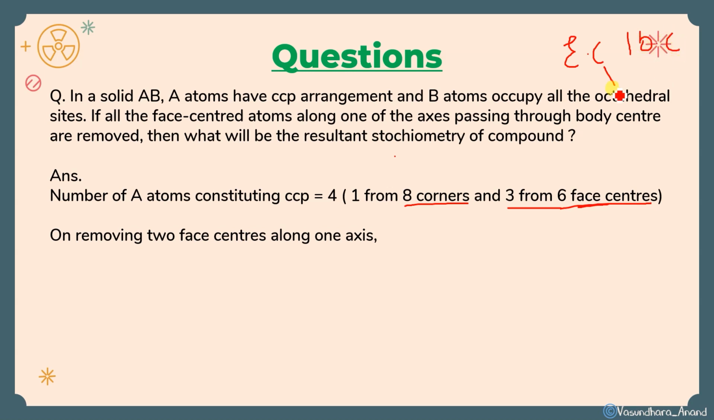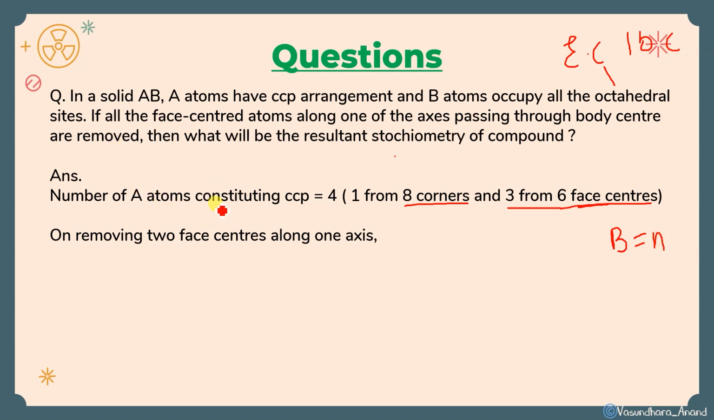Okay. So if the face-centered atoms are removed, then there will be no difference in this. Will there be any changes? No. So that means B atoms will be, as the octahedral void is equal to N, so B will be exactly N. I have written, but let me write this. B will be exactly N, and this is not going to change. Clear? So where will the change be?